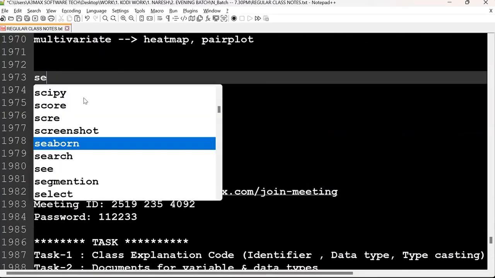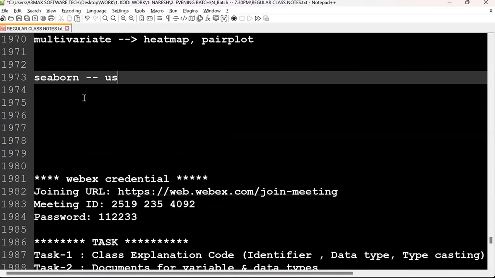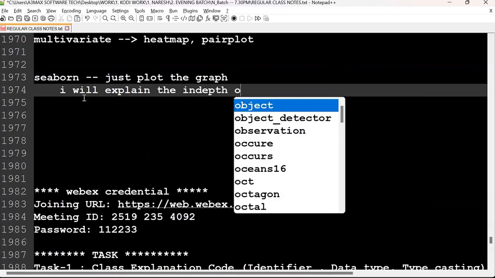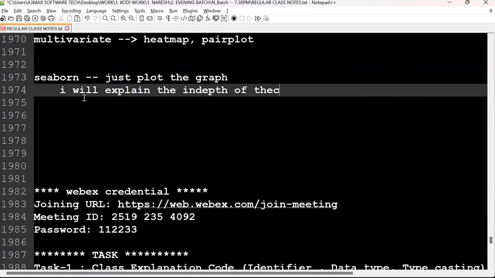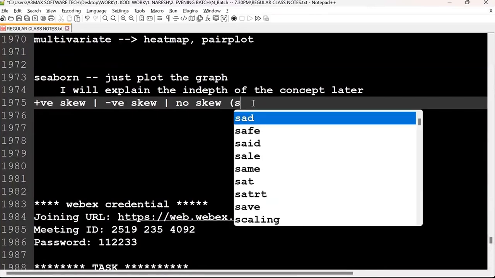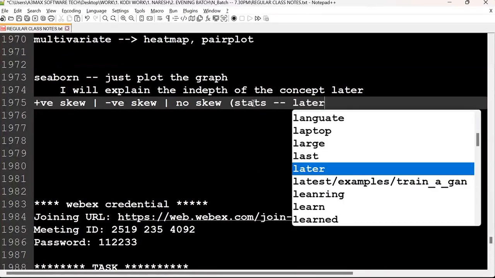So in Seaborn, just plot the graph and I will explain the in-depth of the concept later. Team, are we clear? So right now, I'll explain. We do one advanced practical on Monday. I'll explain later what is positive skew, what is negative skew, what is no skew. All those things we discuss later. In statistics, I will teach you later, guys.